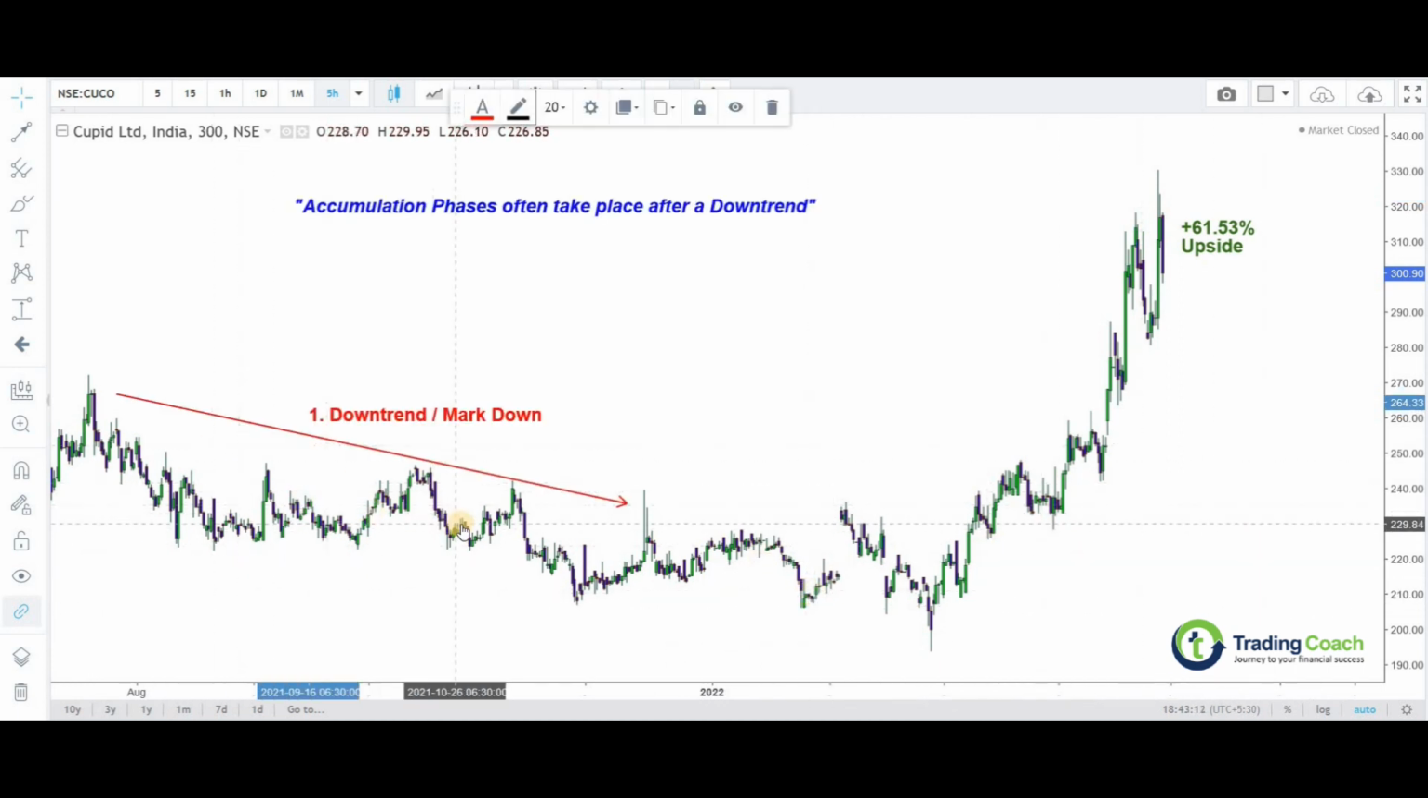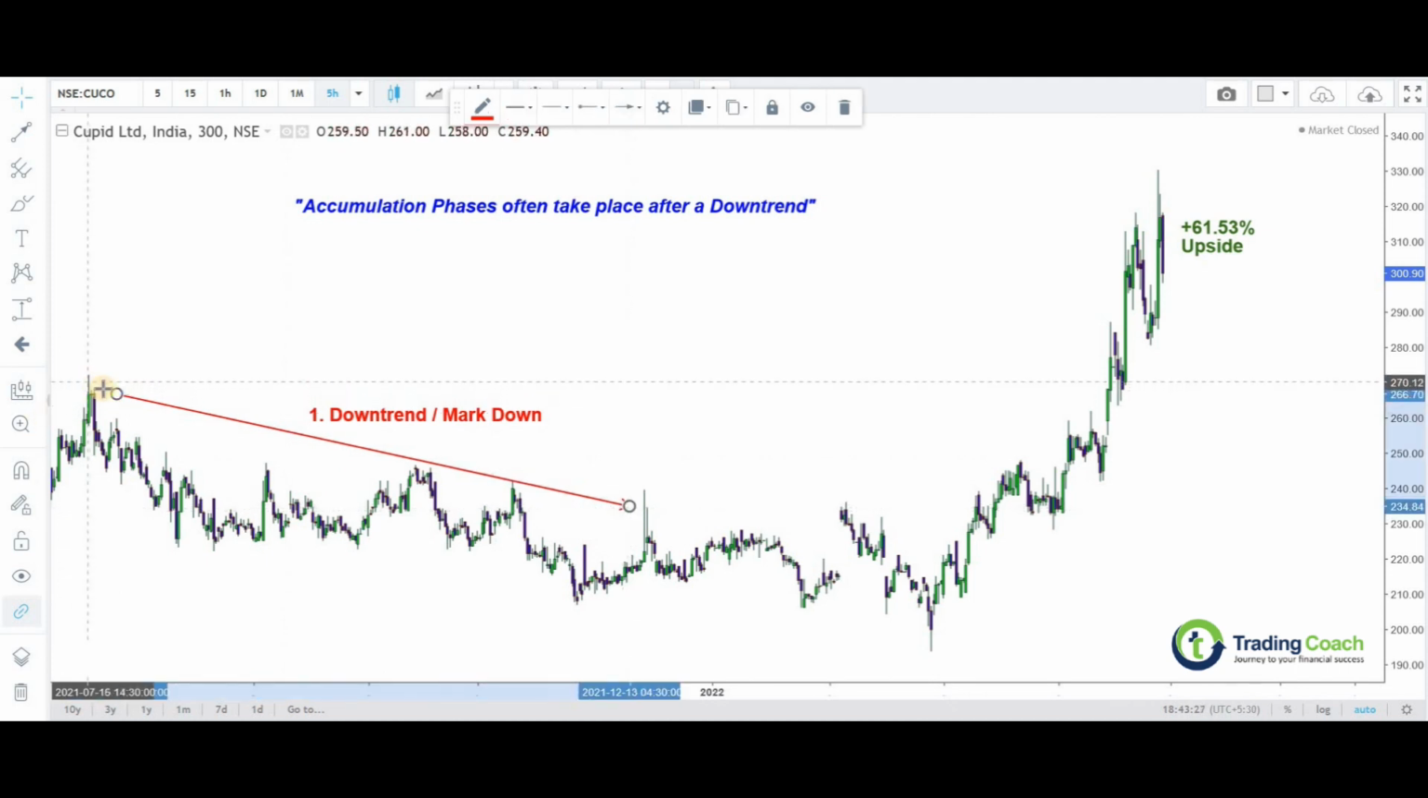First of all, if you look at this particular chart, on the left edge you can see that we have a nice downtrend. From this particular point all the way till here, we have a nice sell-off in the stock prices. The stock prices depreciated all the way from here to here. It's a downtrend and a markdown phase. Richard Wyckoff called a downtrend a markdown phase, and most of the time the accumulation phase takes place after a downtrend.